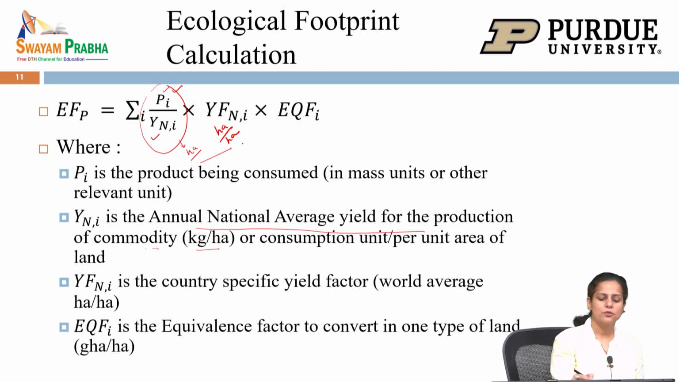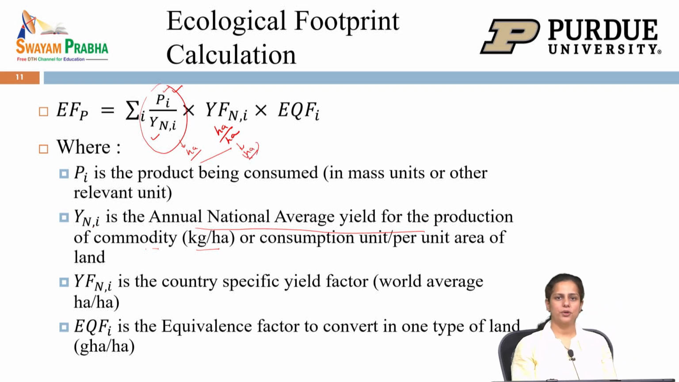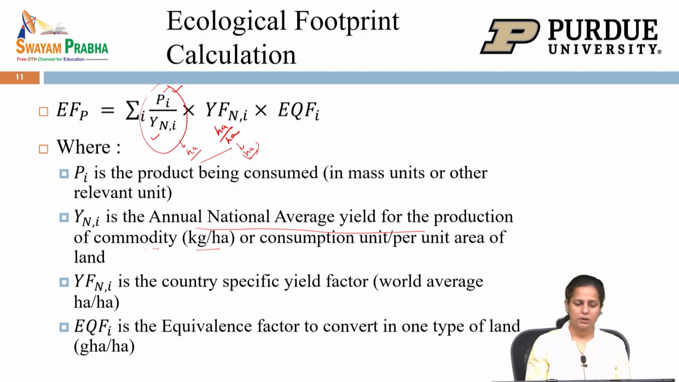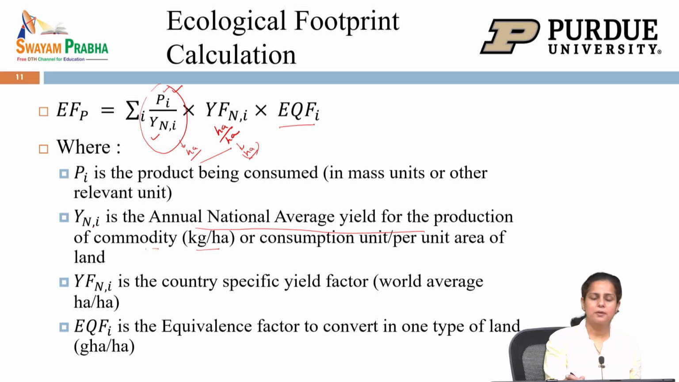So, what these two terms will give you is the hectare of land in terms of global average productivity for that particular type of land for the product making, and then we multiply it with the equivalence factor. When we are multiplying with equivalence factor, we are removing the type of land and we are now converting all of the land into one type of land, which is global hectare. So, the unit for this will be global hectares per hectare, and there you would see that you can multiply and you will get basically the total ecological footprint in terms of global hectare.